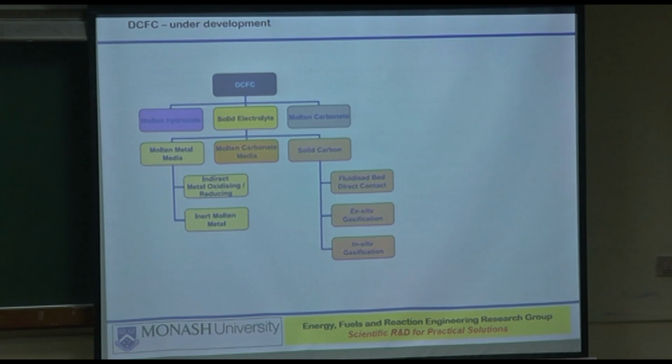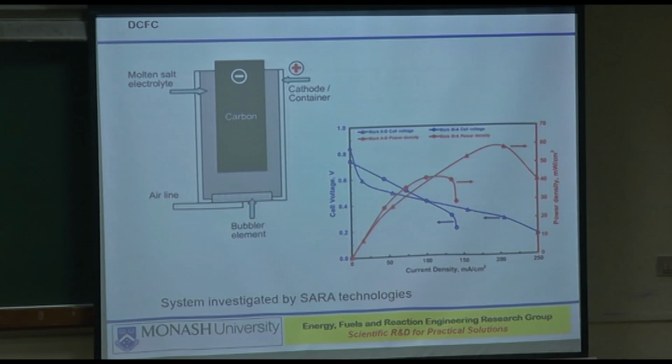And then on the other side, under the molten metal media, you have the indirect metal oxidizing, because the carbon is coming in. So inside the molten metal, it will get reduced or oxidized depending on how long and how much oxygen it can come into contact with. Okay. So these are the different ones, and let's take a few sketches. We should be finishing soon.